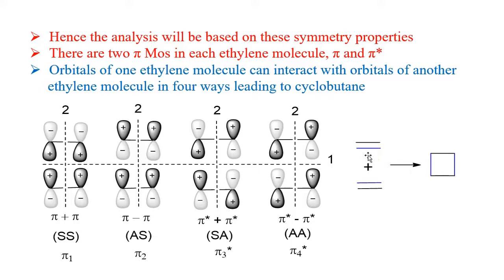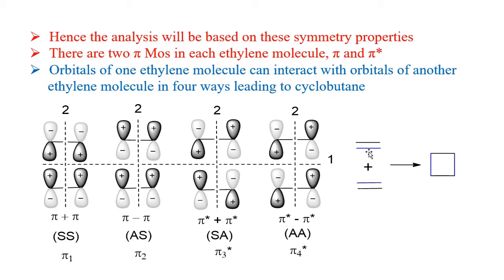Otherwise, we can say each of these pi bonds in each ethylene molecule consists of two pi molecular orbitals, one pi bonding molecular orbital and another pi star anti-bonding molecular orbital, and hence there are 4 pi molecular orbitals in these two ethylene molecules. That is 2 pi bonding molecular orbitals and 2 pi anti-bonding molecular orbitals. These 4 pi molecular orbitals are interacting together to form 2 sigma bonds, or 4 sigma molecular orbitals, in cyclobutane. That is what is actually taking place during this reaction.